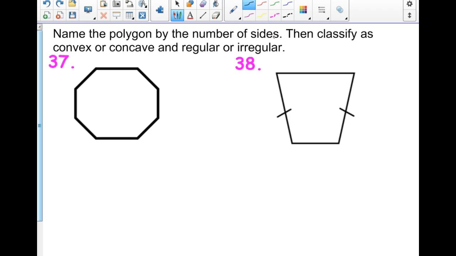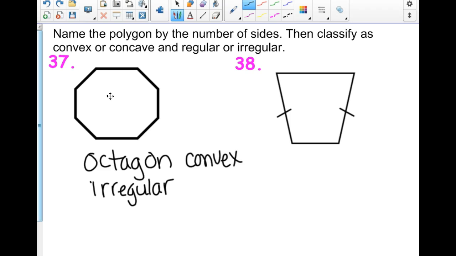Name the polygon by the number of sides, then classify as convex or concave, regular or irregular. It's got 8 sides, right? 1, 2, 3, 4, 5, 6, 7, 8. So this would be an octagon. And I believe this was supposed to be a regular one. It is looking like this length is not exactly the same as that, but if all the sides were the same length, it would be regular. Since this looks longer than that, I'm going to say that it's irregular. But it is convex.